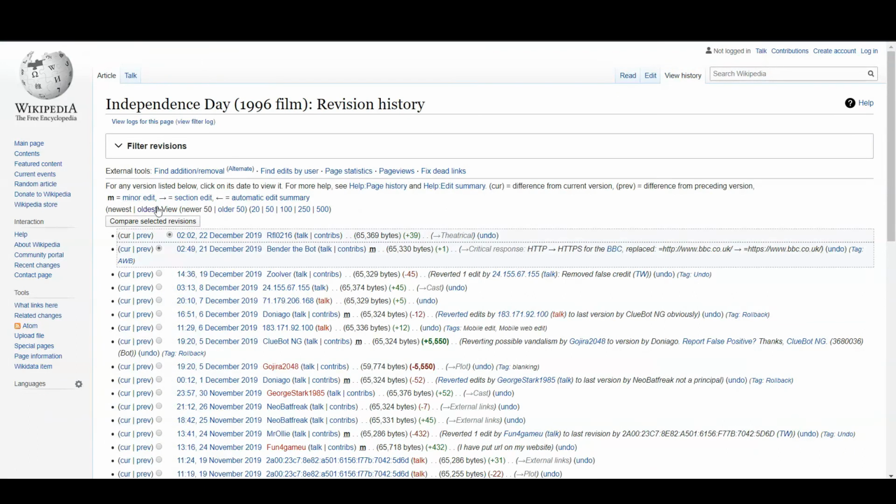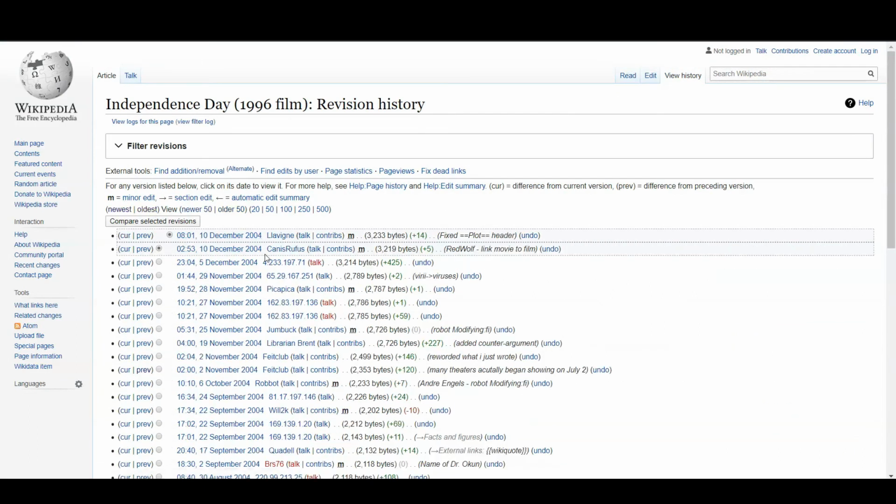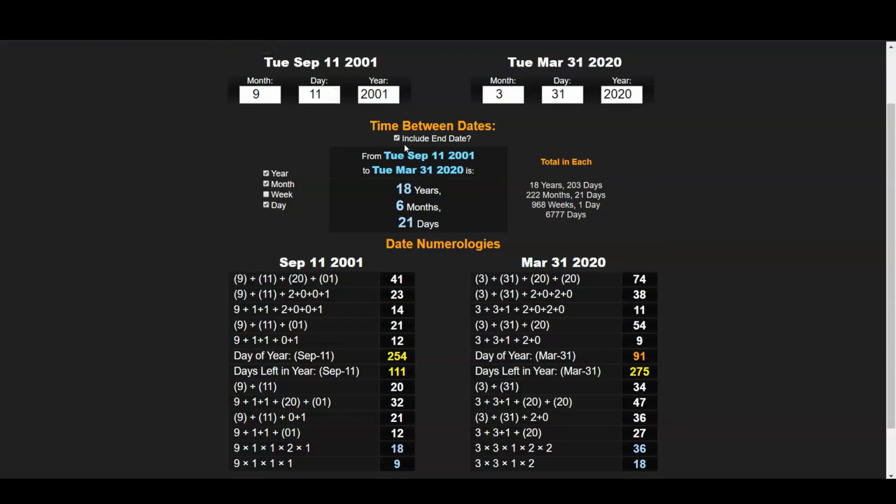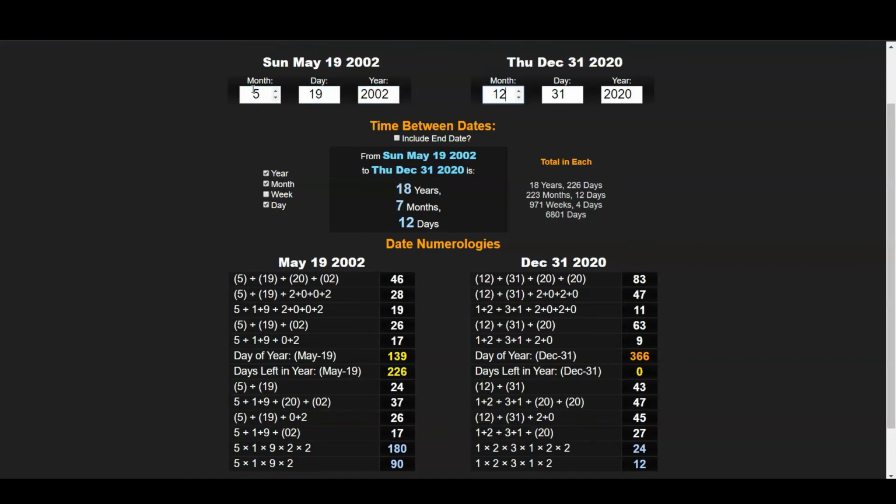One more neat thing here to show you. If we look at the original date that the Independence Day Wikipedia page was created, it was May 19th, 2002, to 12/25/2019. That was 17 years, 7 months, and 6 days of 1776.